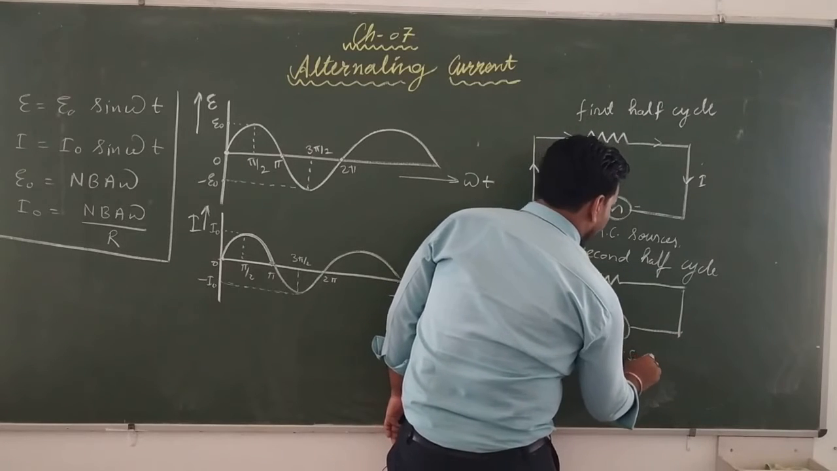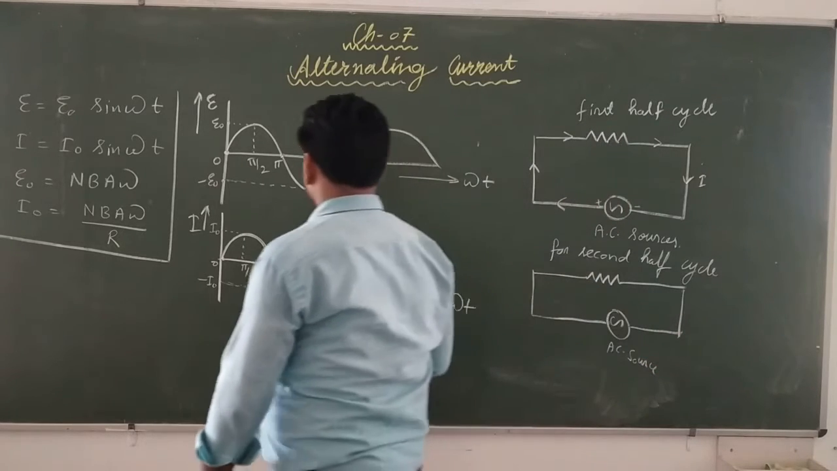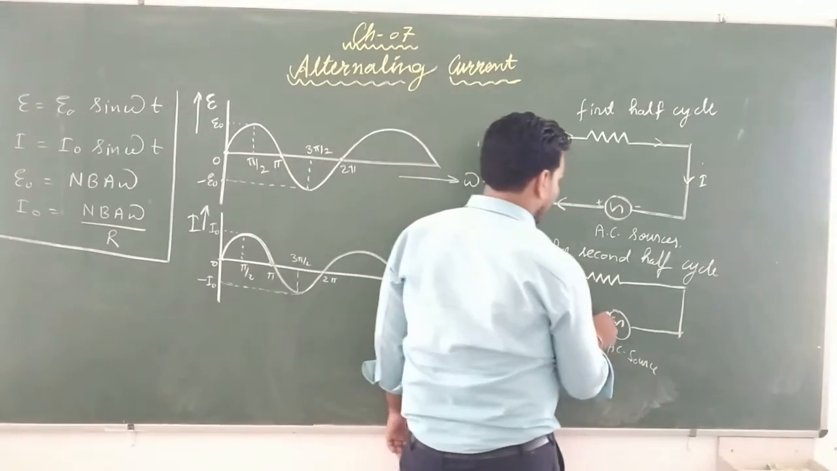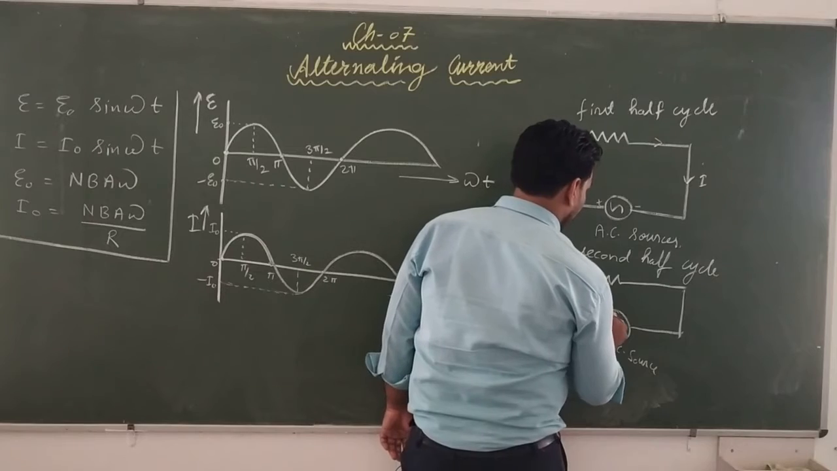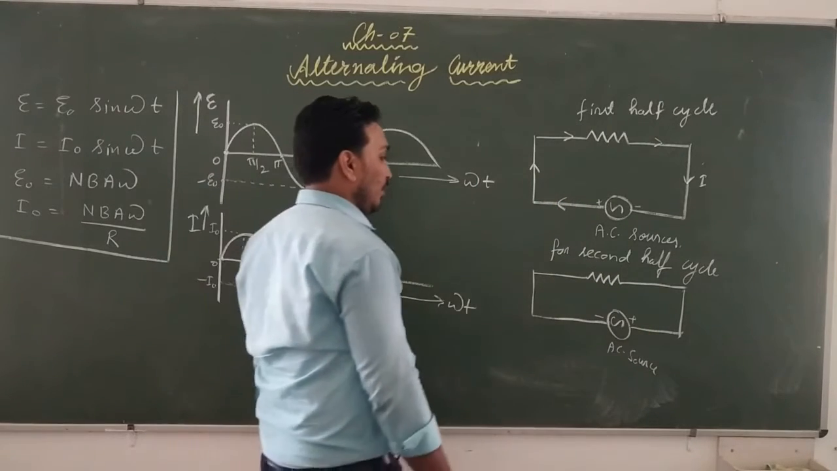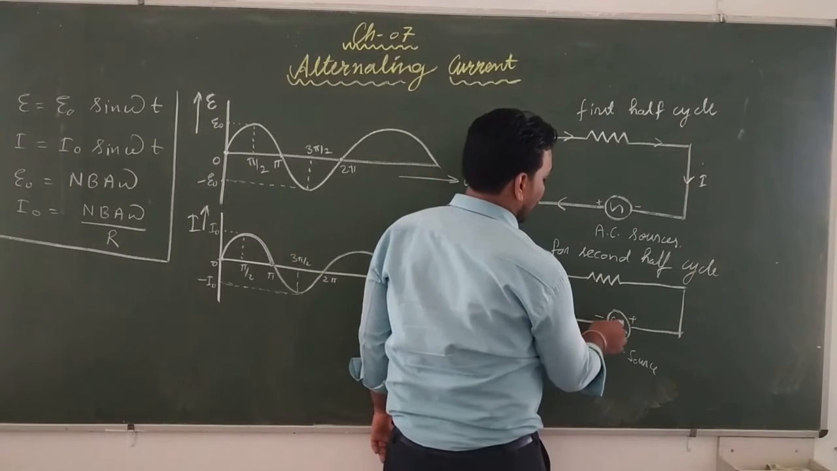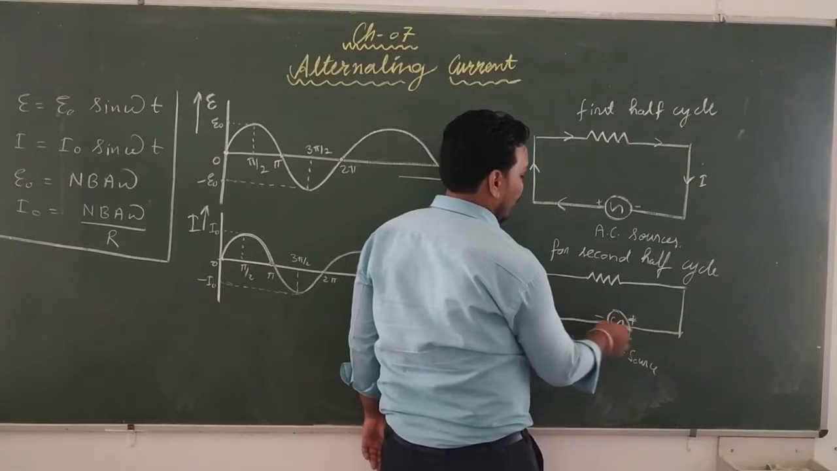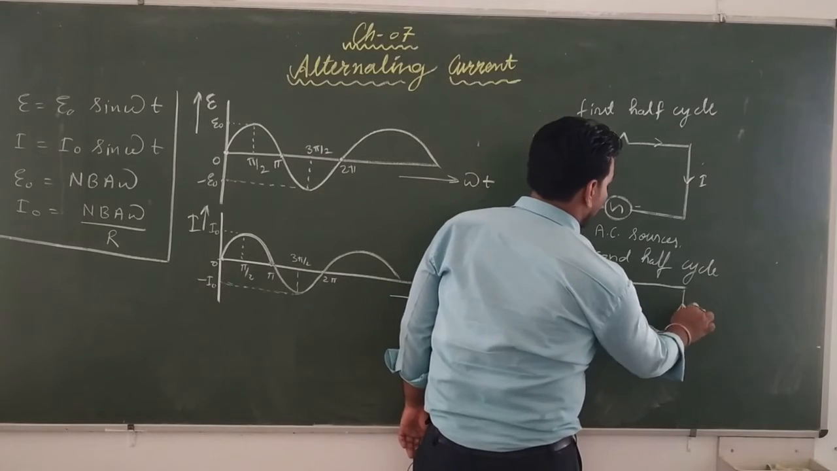So for the second half cycle, as you can see, the direction of current goes negative. So what does it mean? Current is not a vector quantity, so it cannot be negative. But here the graph is showing that current is going negative. It simply means that current changes its direction. Now this time, in the second half cycle, this end behaves as positive, this end behaves as negative. So current goes from here.